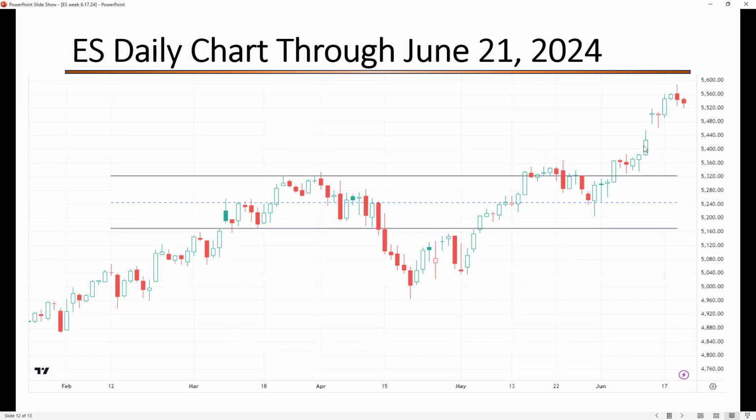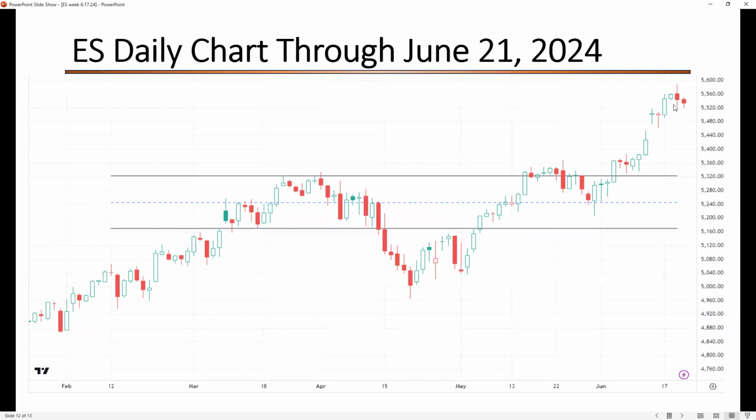Zooming out again, we see that last week prices made an all-time high, we had an update on Monday, and then prices more or less consolidated around the highs. For the week of June 24th, the first thing we want to see is prices break above 55.72. If it does, we could test the all-time high at 55.88. And if that breaks, we could see more upside towards 55.95, 56.05, and 56.15.